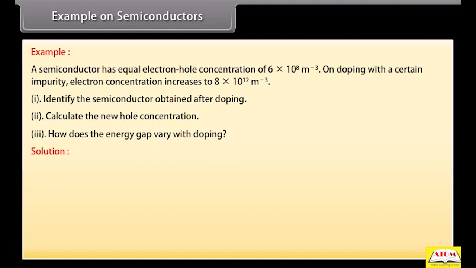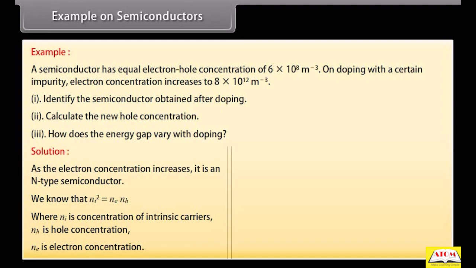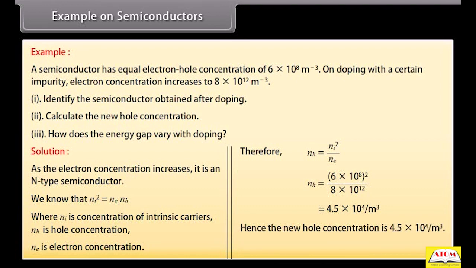Let's see the solution. As the electron concentration increases, it is an N-type semiconductor. We know that Ni square is equal to the product of Ne and NH, where Ni is the concentration of intrinsic carriers, NH is hole concentration, and Ne is electron concentration. Therefore, NH is equal to Ni square divided by Ne. On putting the values, we get NH is equal to 4.5 into 10 raised to the power 4 per meter cube. Hence, the new hole concentration is 4.5 into 10 raised to the power 4 per meter cube. With the doping, energy gap decreases.